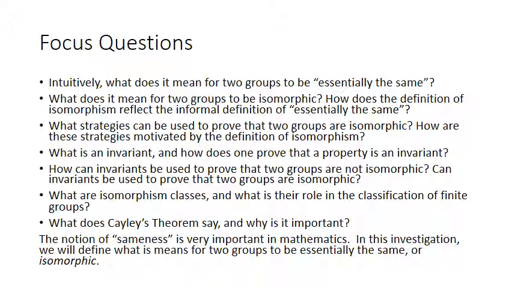What strategies can be used to prove that two groups are isomorphic? How are these strategies motivated by the definition of isomorphism? What is an invariant, and how does one prove that a property is an invariant? How can invariants be used to prove that two groups are not isomorphic? Can invariants be used to prove that two groups are isomorphic? What are isomorphism classes, and what is their role in the classification of finite groups? What does Cayley's theorem say, and why is it important?